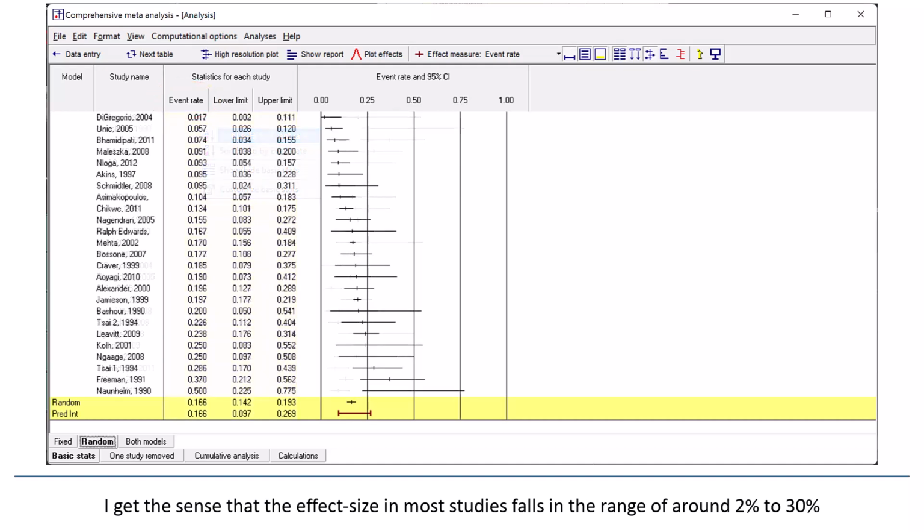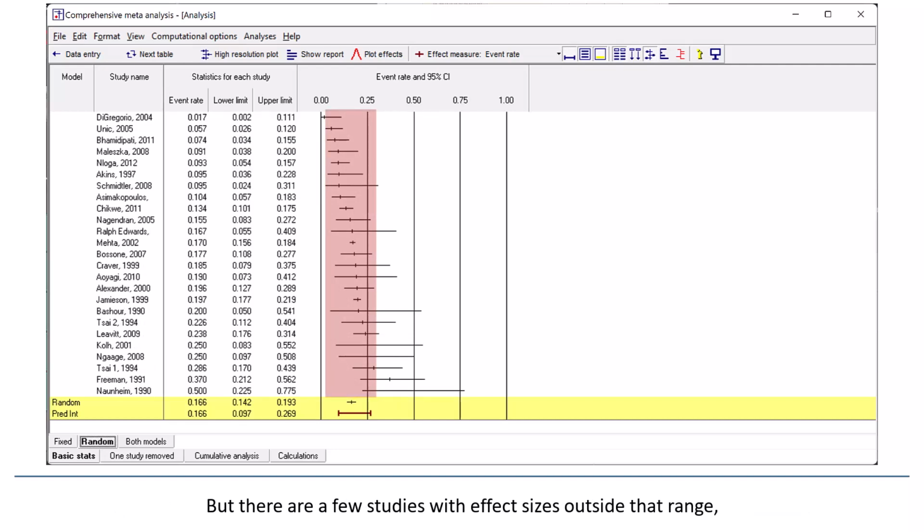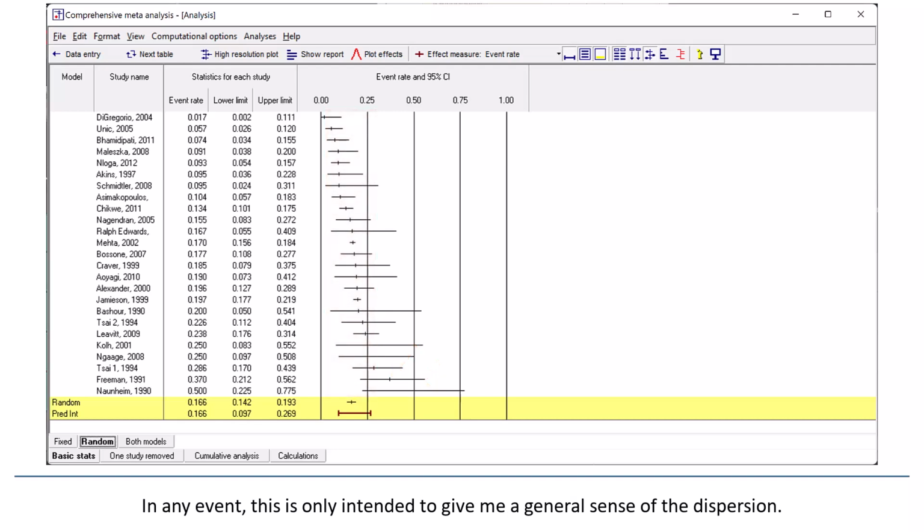I get the sense that the effect size in most studies falls in the range of around 2% to 30%, but there are a few studies with effect sizes outside that range, including some as high as 50%. In any event, this is only intended to give me a general sense of the dispersion. We'll compute the actual dispersion momentarily.